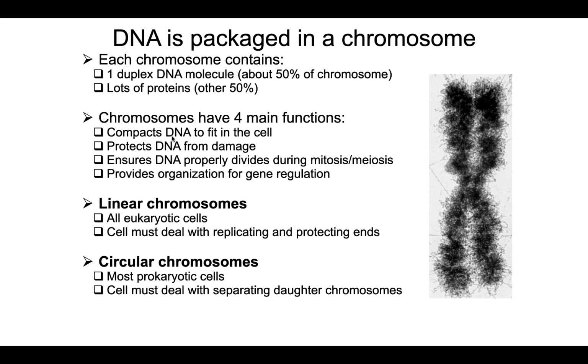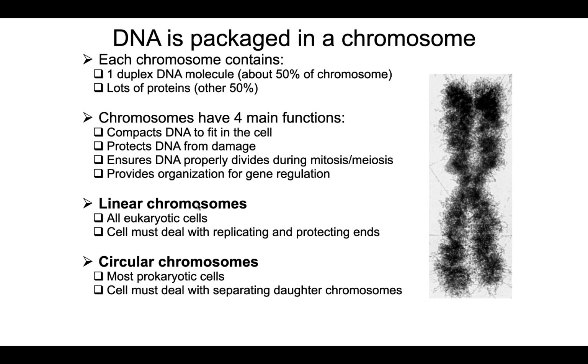It's important to compact that DNA into the cell. It protects DNA from damage. It ensures that DNA properly divides during mitosis and meiosis, and it provides organization for gene regulation. And again, this way that chromatin, the interaction between DNA and proteins, can organize gene regulation or provide a way for gene regulation to occur will be important for the journal article that you are reading for this course.